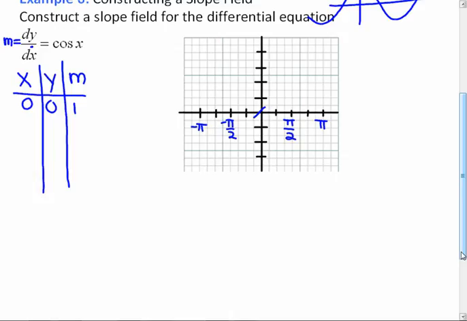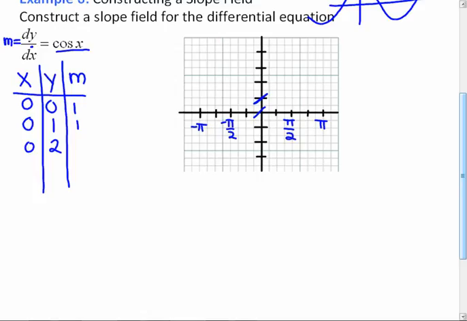Well, I'm going to let x continue to be 0 and make y equal to 1. So at this point right here, what is the slope at 0, 1? Does this depend on y? There's still 1. No, there's no y in there, which is kind of nice. So the slope is still 1. Let's take the next point. When x is 0 and y is 2, it's still the cosine of 0. What's the slope there?